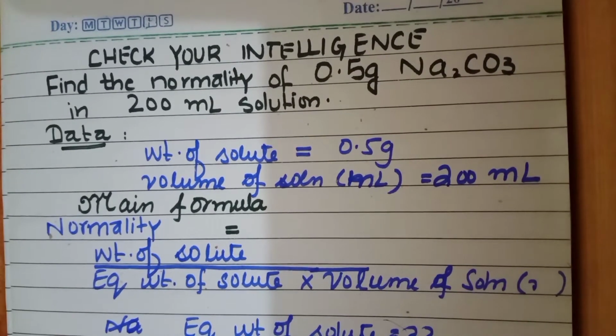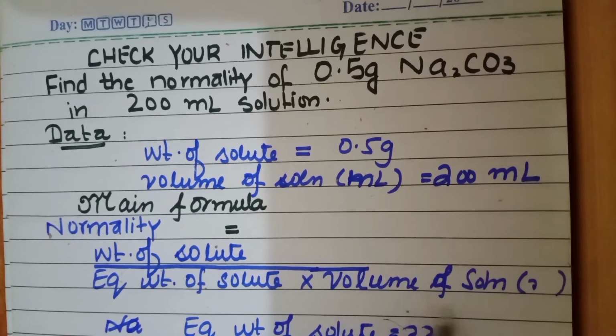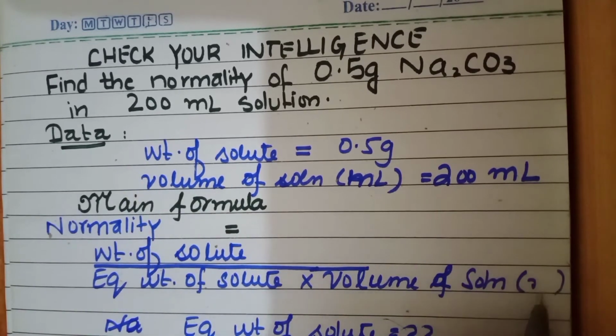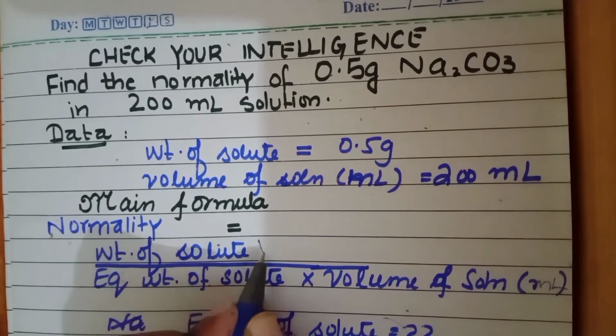The main formula states that normality is equal to weight of solute divided by equivalent weight of solute multiplied by volume of solution in milliliter. Once this is in milliliter, we are going to multiply it with 1000.